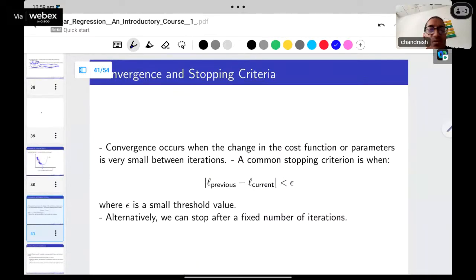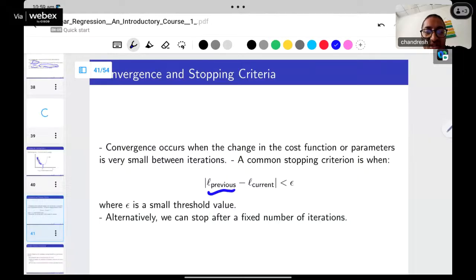All right. Now you might ask, when should I stop the algorithm? My algorithm is running fine, so how should I decide when to stop it? There are actually many stopping criteria for the algorithm. One way to decide when to stop is like this.